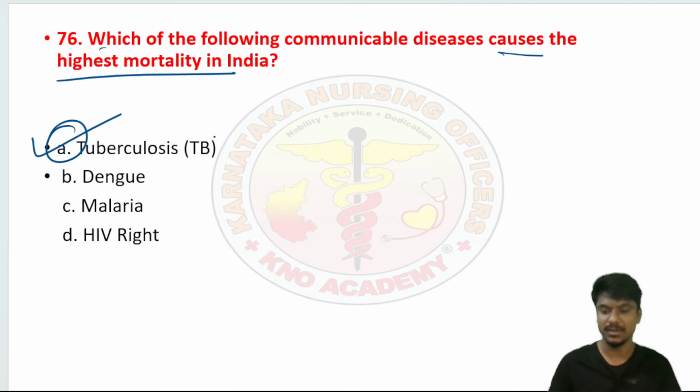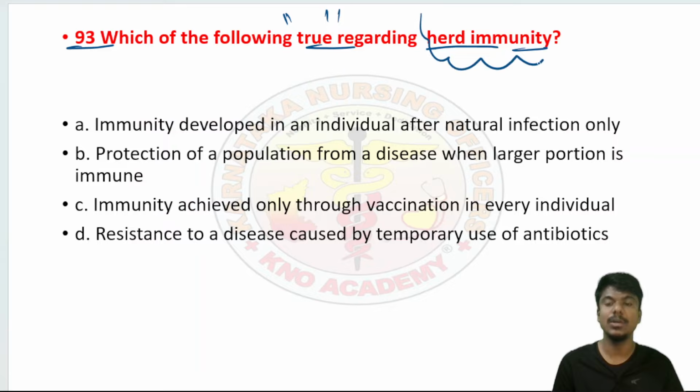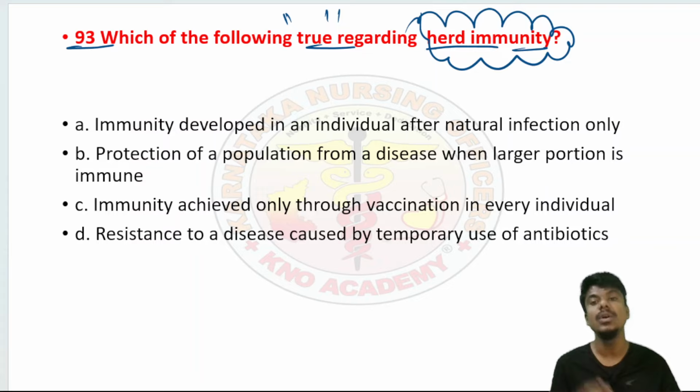So moving to the next question. This was already dealt with in the first part. Question 93: which among the following is true regarding herd immunity? I told you the definition of herd immunity. Here the examiner is asking what the correct statement is among the given options about herd immunity.